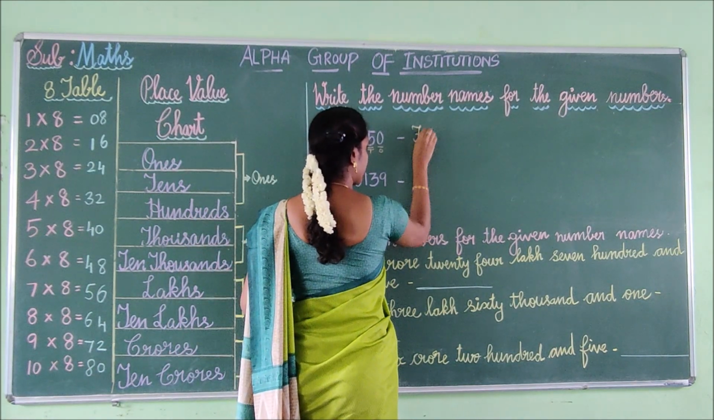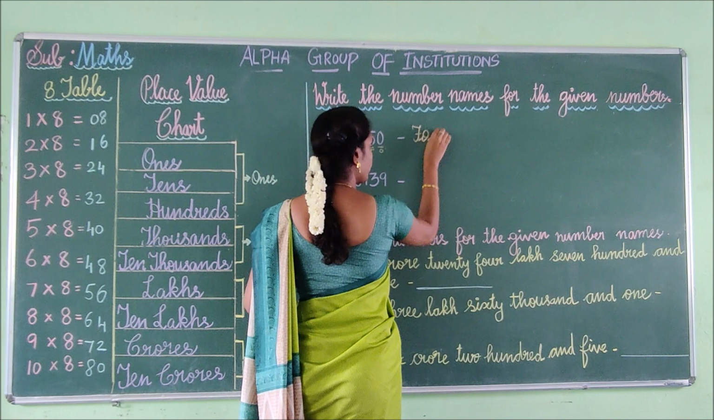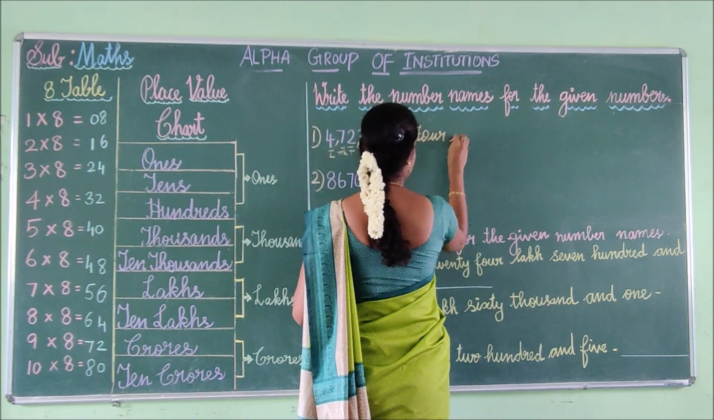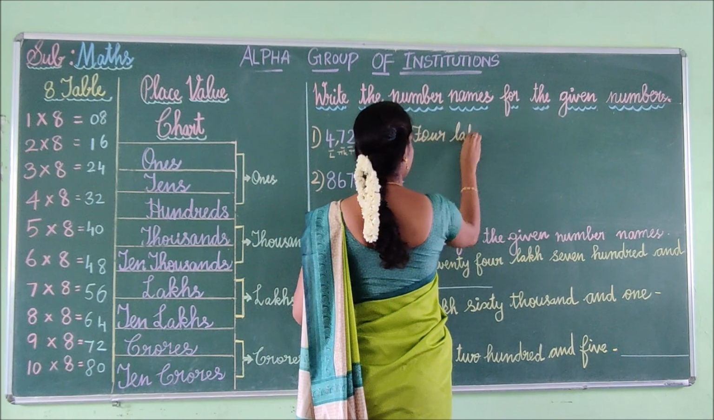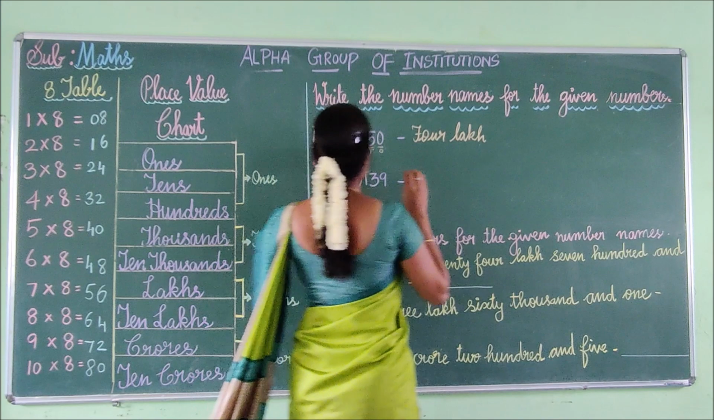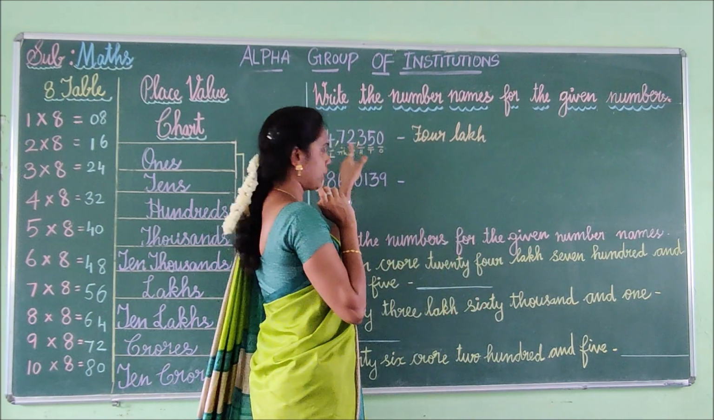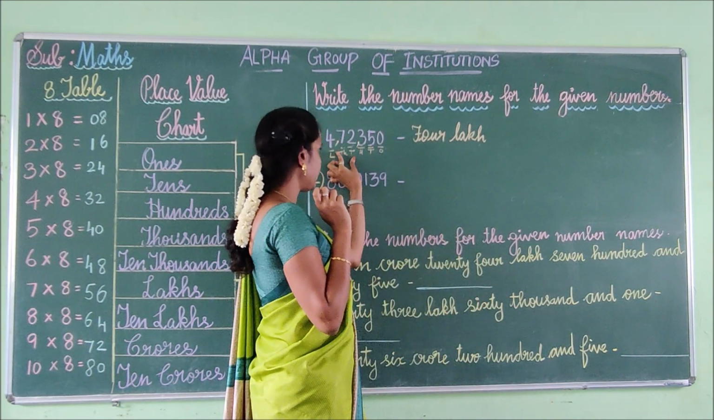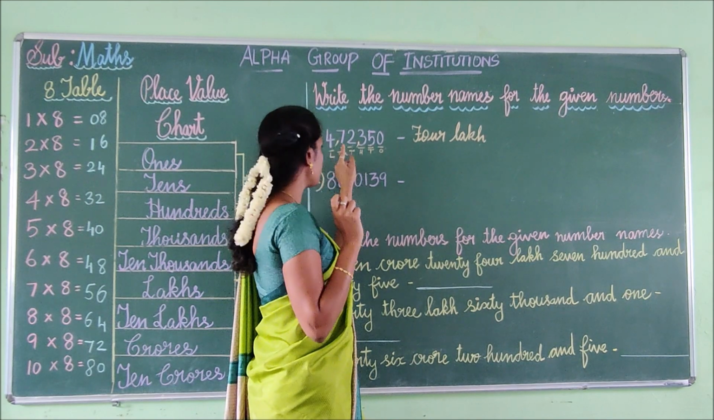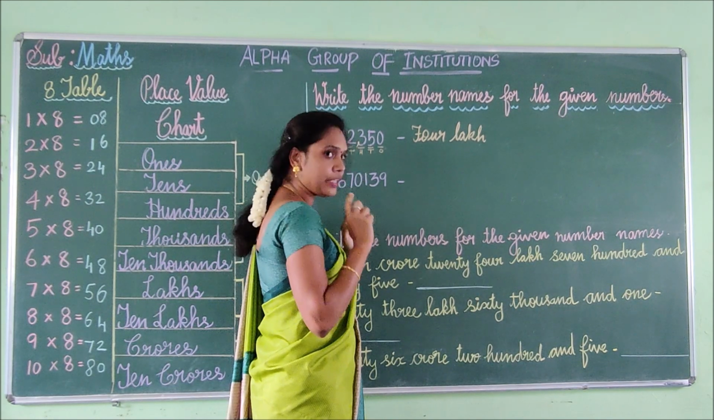Spelling: F-O-U-R. 4 lakh spelling. What is the lakh spelling? L-A-K-H. Okay, 4 lakh 72,000. Here this is 72. 72 comes under the thousands place. So this can be written as 72,000.